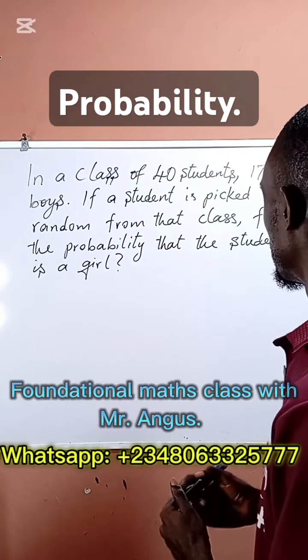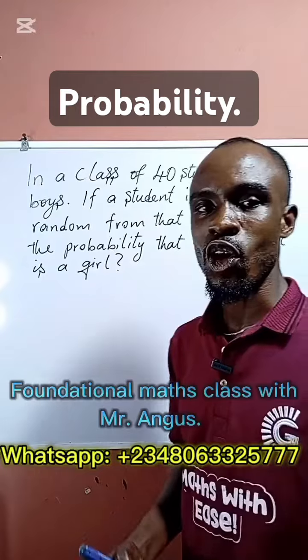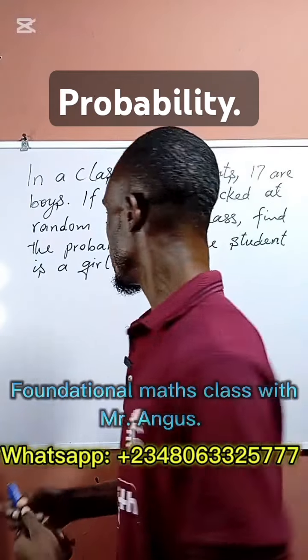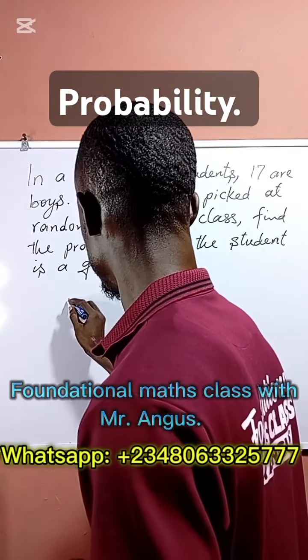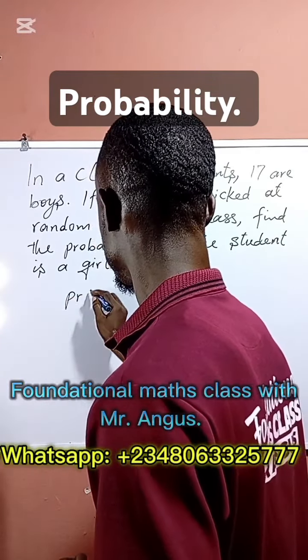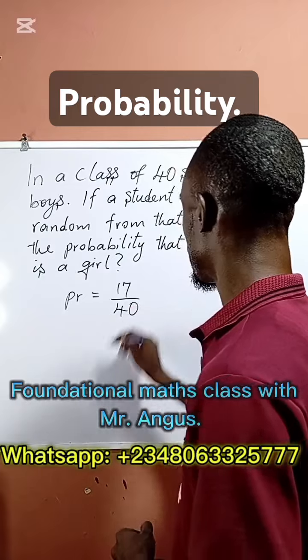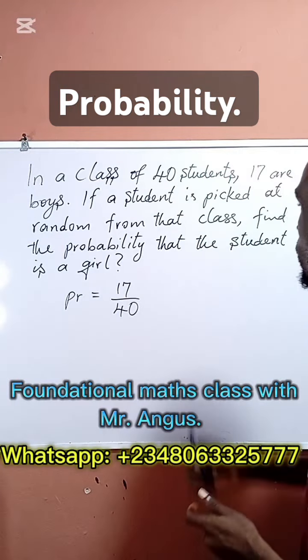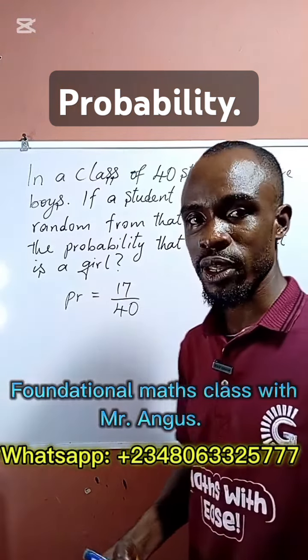Now, what do we do here? The probability of having a boy is 17 out of 40. That is the probability of having a boy.